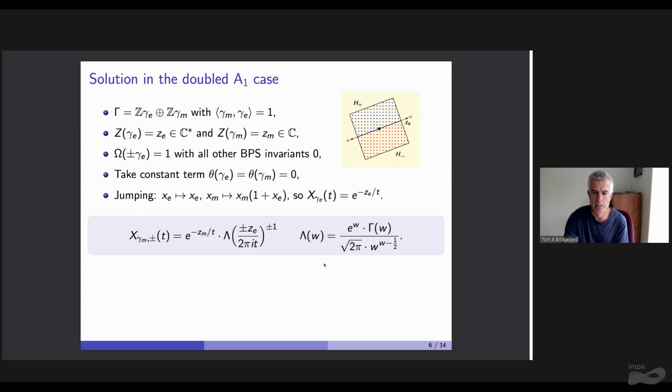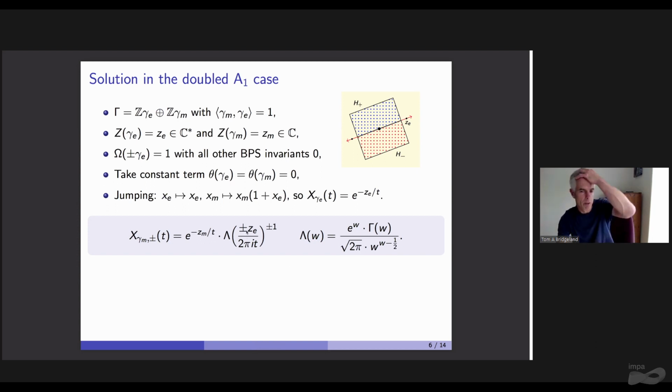Okay, and it's a fairly easy exercise to check that this solution does what I claim it does. And you can show that it's unique. I mean, this is the only solution to that Riemann-Hilbert problem.